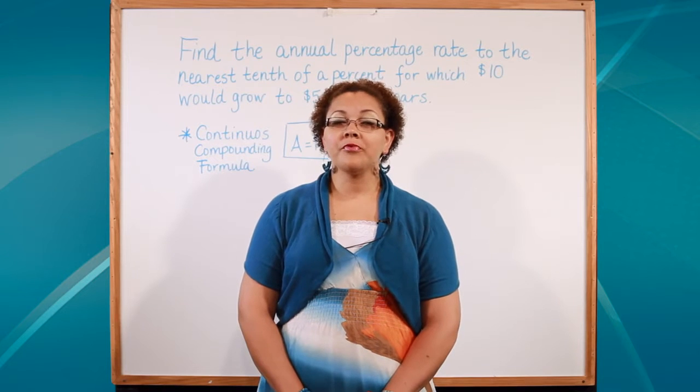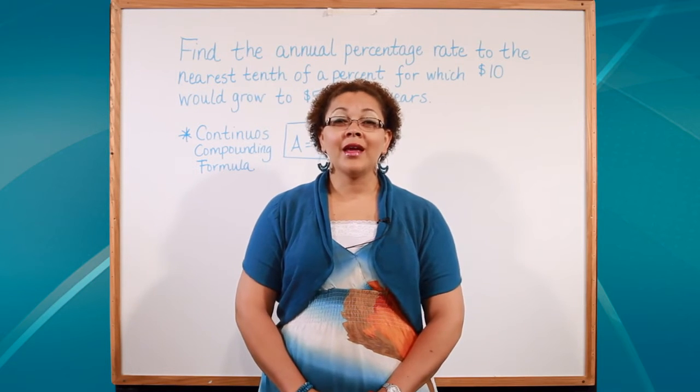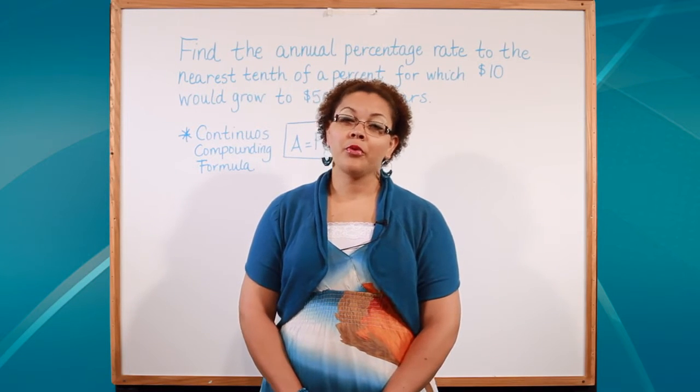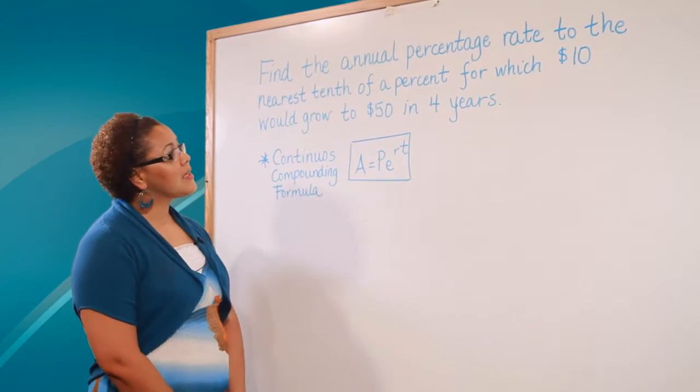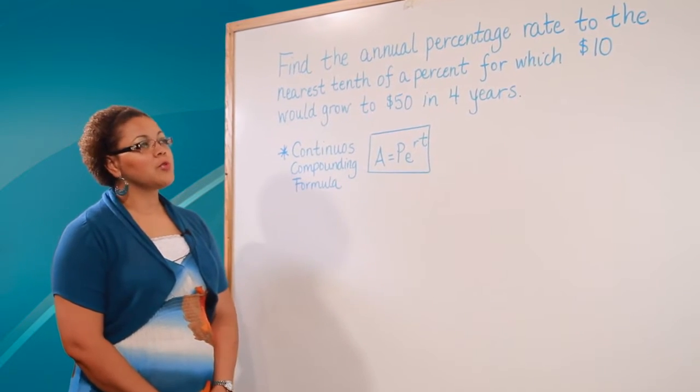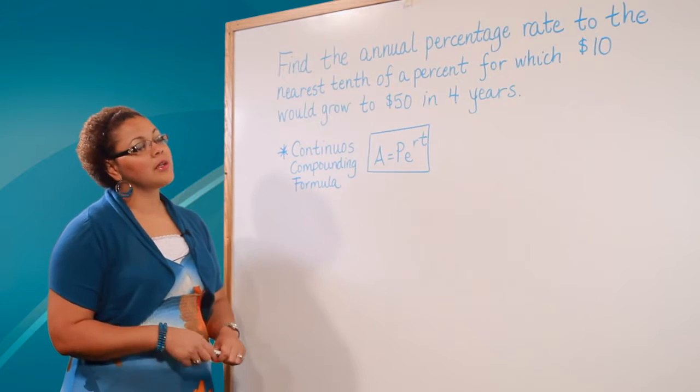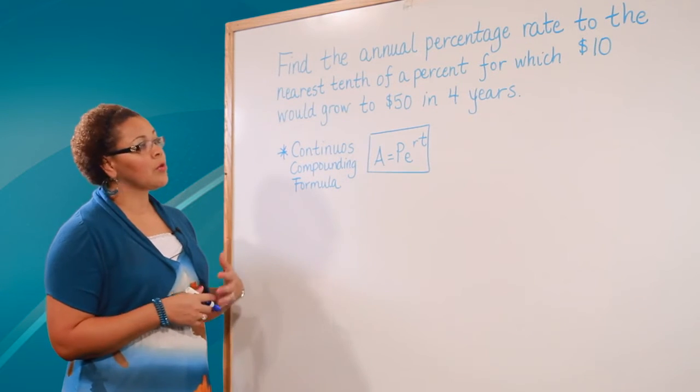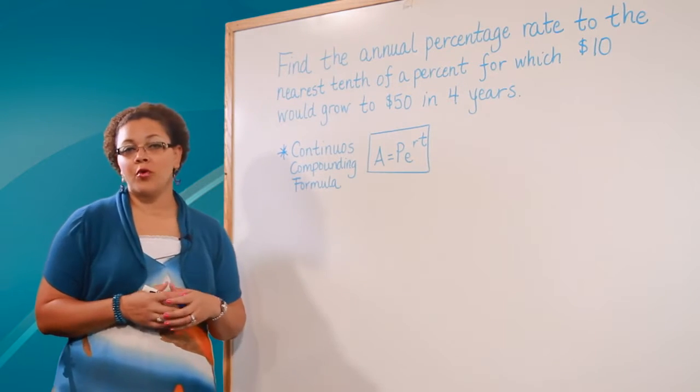In this problem, we will find the interest rate of a continuously compounded problem. Our problem states to find the annual percentage rate to the nearest tenth of a percent for which $10 would grow to $50 in 4 years.